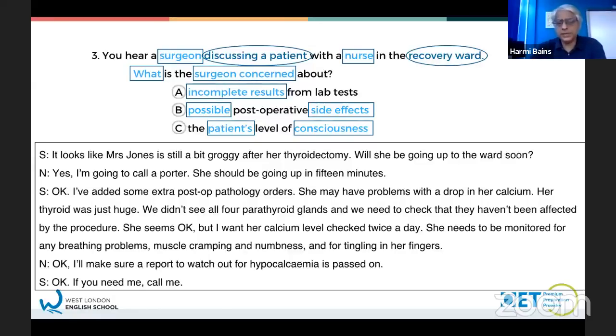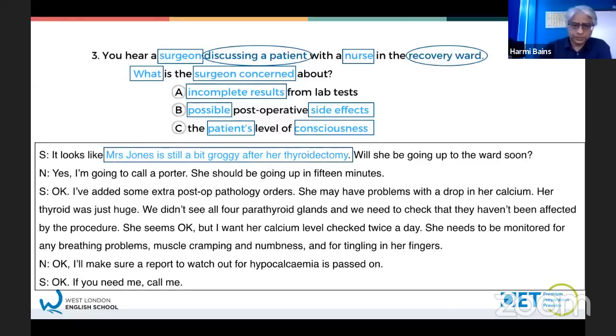Okay, so what I'm going to do, I'm just going to highlight a sentence here. Right at the beginning, the surgeon says Mrs. Jones is still a bit groggy after her thyroidectomy. And that's quite important. Again, vocabulary. And this is what we say as you prepare for the OET exam, build up your vocabulary. And you can kind of see it's not always medical stuff. In fact, most of the vocabulary isn't medical words at all.